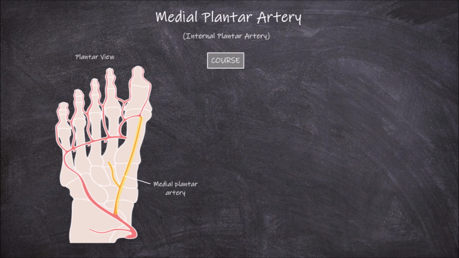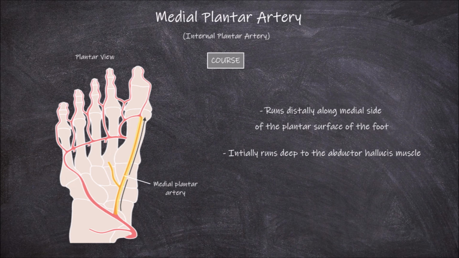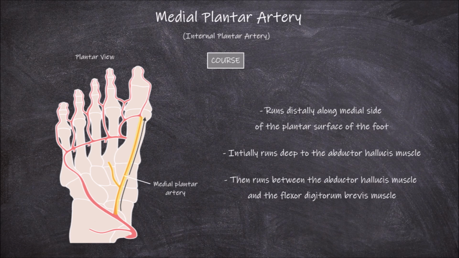What is the course of this artery? This artery runs distally along the medial side of the plantar surface of the foot. The course of this artery initially runs deep to the abductor hallucis muscle. Further along its course, it runs between the abductor hallucis muscle and the flexor digitorum brevis muscle.